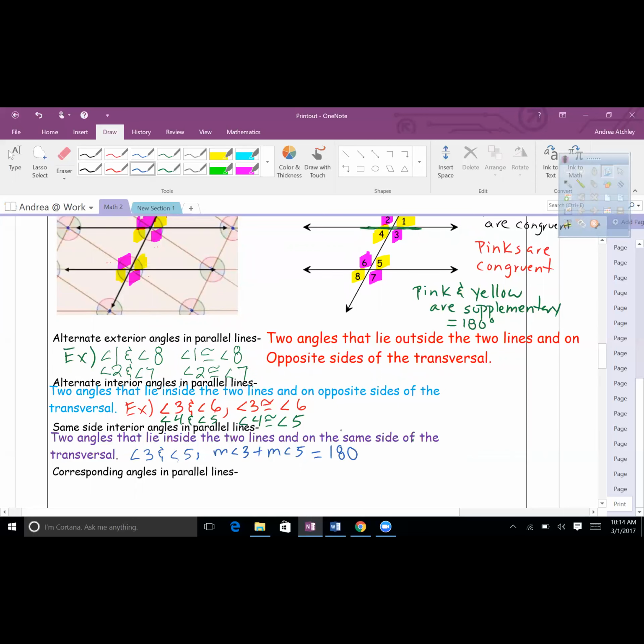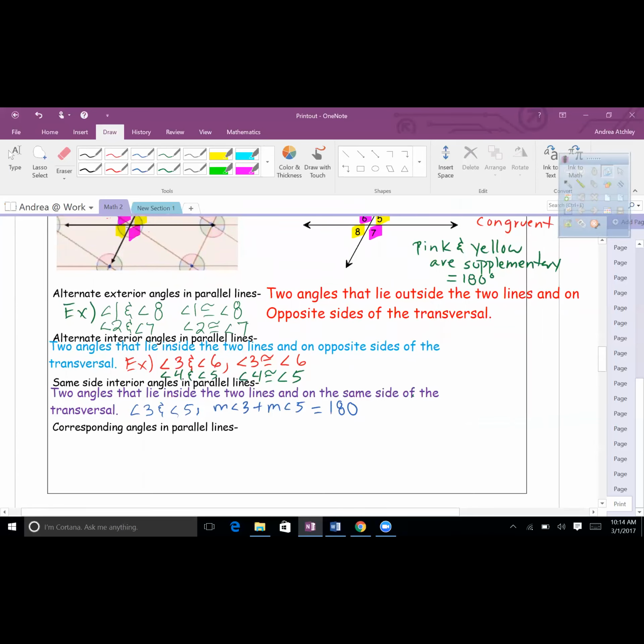Sorry that my handwriting is so bad with this. I'm getting there. Hopefully you can read it as I'm writing it. Do you need me to move up?